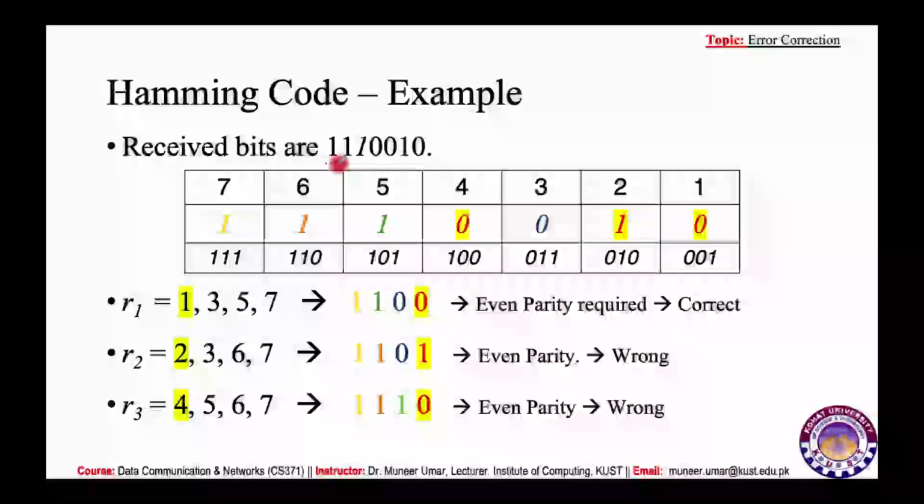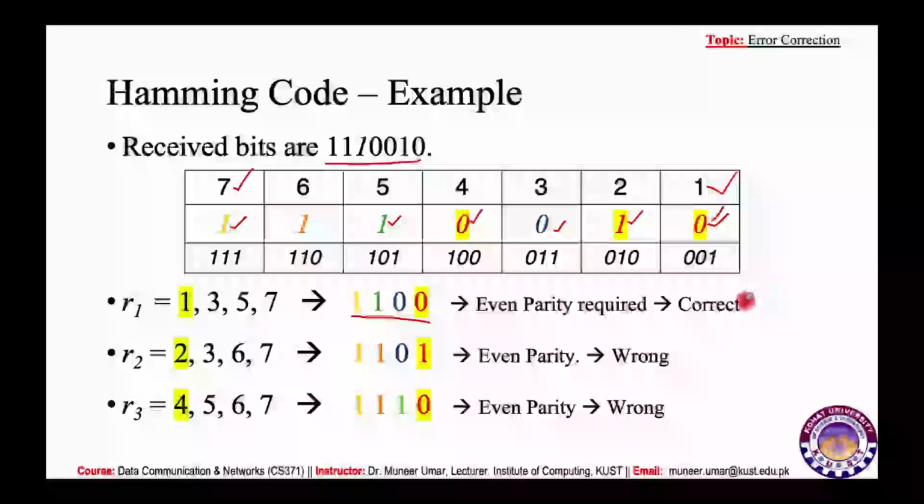If we put these bits in order from 1 to 7, then we will have R1, R2, and R3 here. So for R1 we have 1, 3, 5, 7 as we did at the sender side. R2 we have 2, 3, 6, 7, and R3 has 4, 5, 6, 7. In R1 there are 1, then 1, and for 3 we have 0 and 0. So we have 1100. Even parity is required.